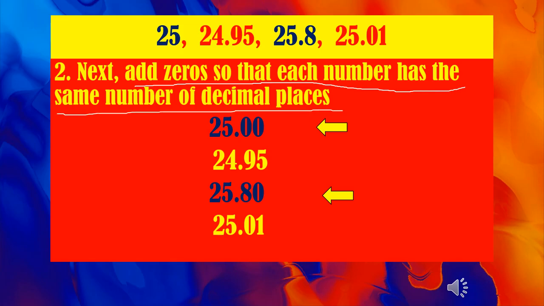Example, so we have here 25. In 25, there is no 0 here. The next is 25.8. There is no 0 here. So we need to add 0. So from 25, we add 2 zeros to make it 25.00, and on the 25.8, we add also 0 to make it 25.80. Okay?